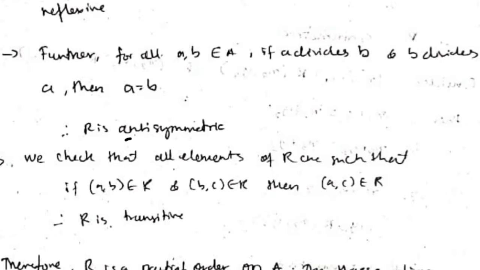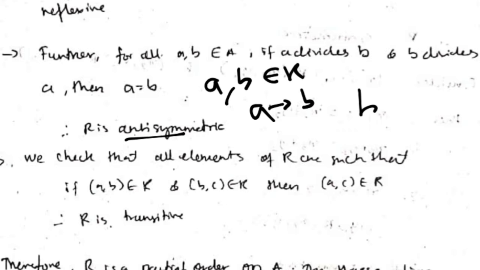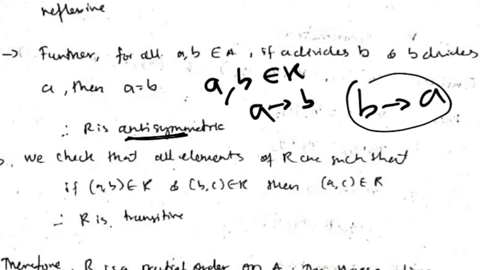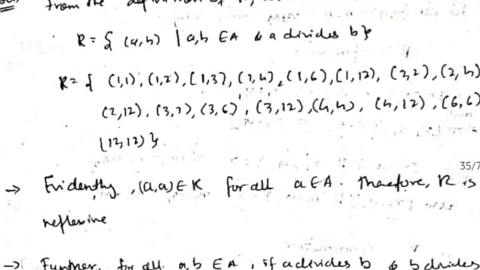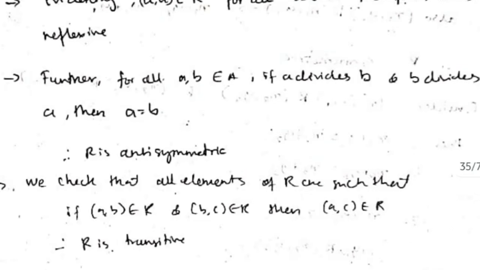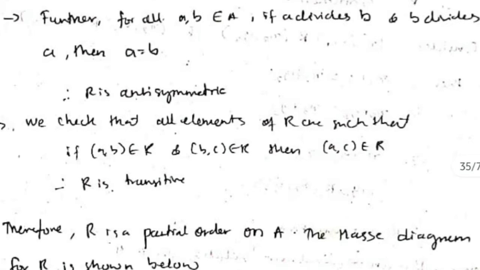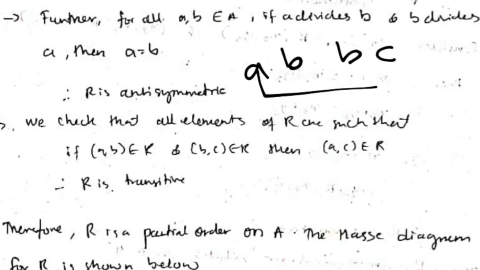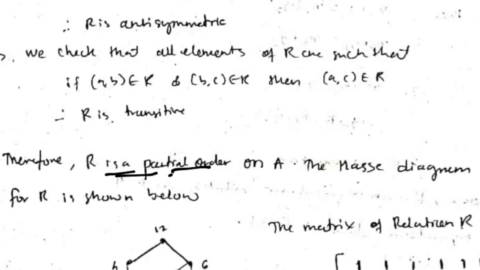For antisymmetric, see, if (a, b) belongs to R, meaning a divides b, then b should not divide a, and only then it can be called antisymmetric. But if b divides a, then the only possibility is a and b are equal. So that's what antisymmetric is. By observation, we can find that it's true for all these elements. So hence R is antisymmetric. Then transitive: if a divides b and b divides c, that means obviously a also divides c, right? So R is transitive. Therefore, we can write that R is a partial order on A.